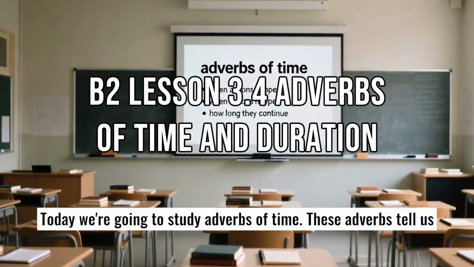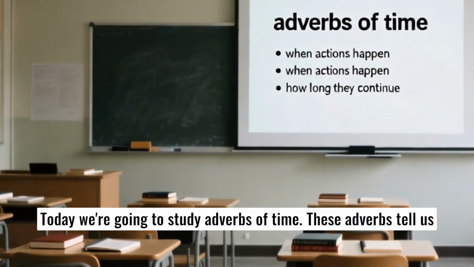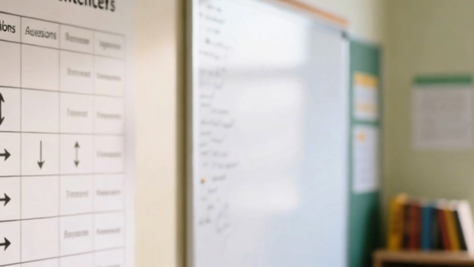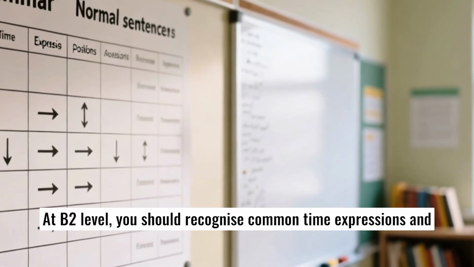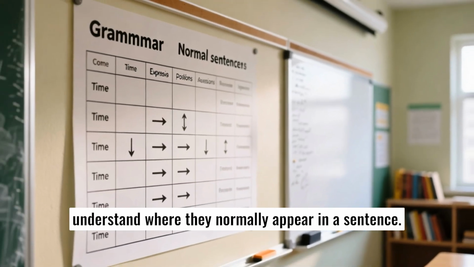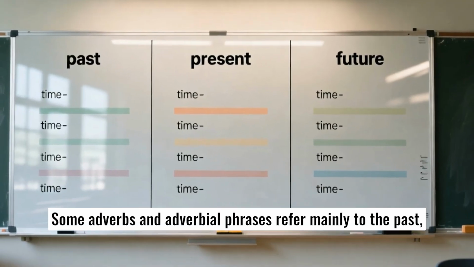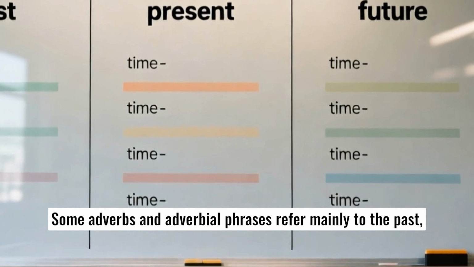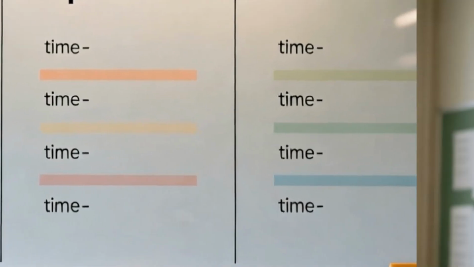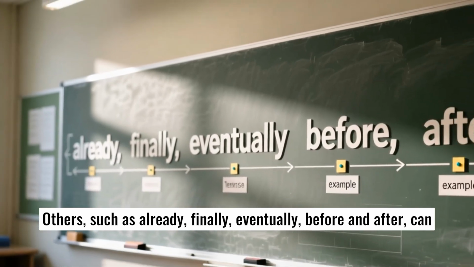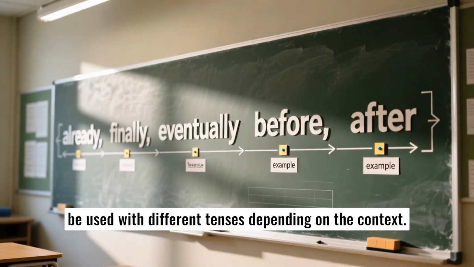Today we're going to study adverbs of time. These adverbs tell us when an action happens and, in some cases, how long it continues. At B2 level, you should recognize common time expressions and understand where they normally appear in a sentence. Some adverbs and adverbial phrases refer mainly to the past, present, or future. Others, such as already, finally, eventually, before and after, can be used with different tenses depending on the context.